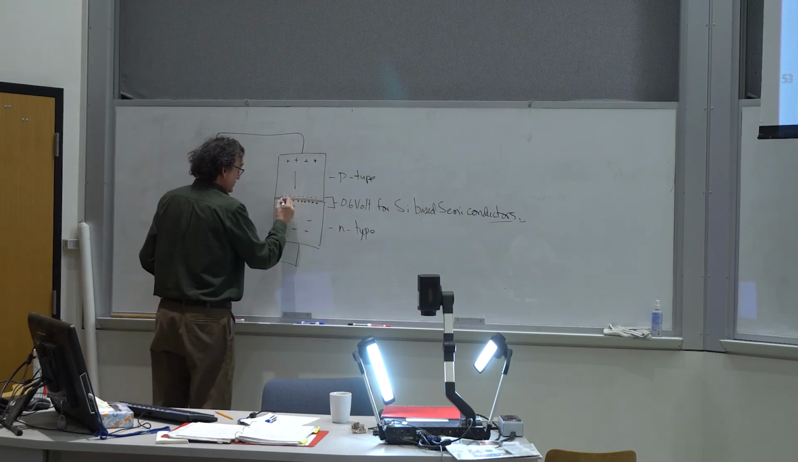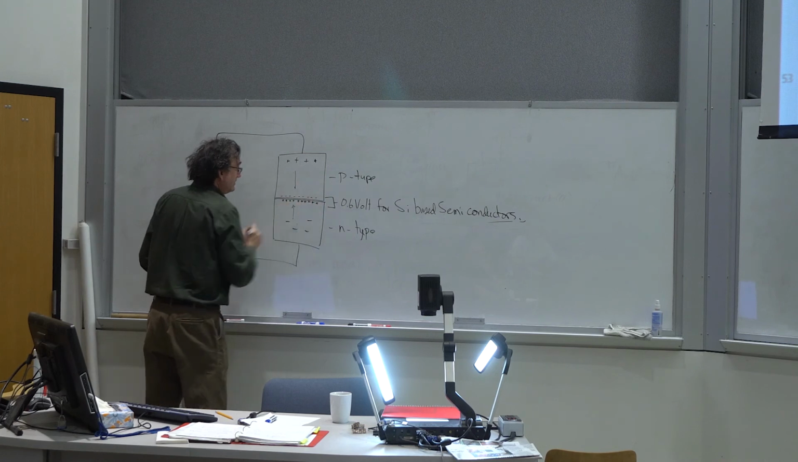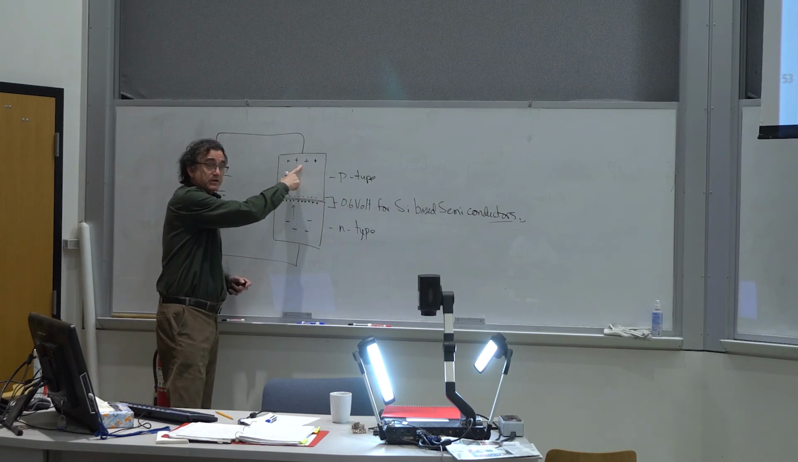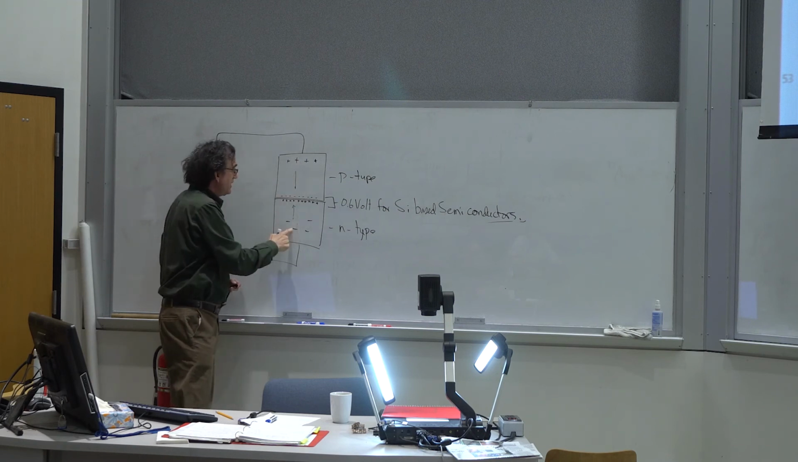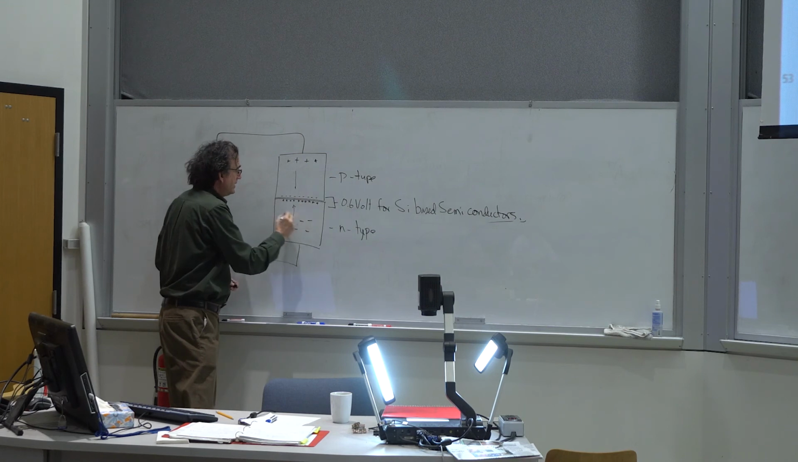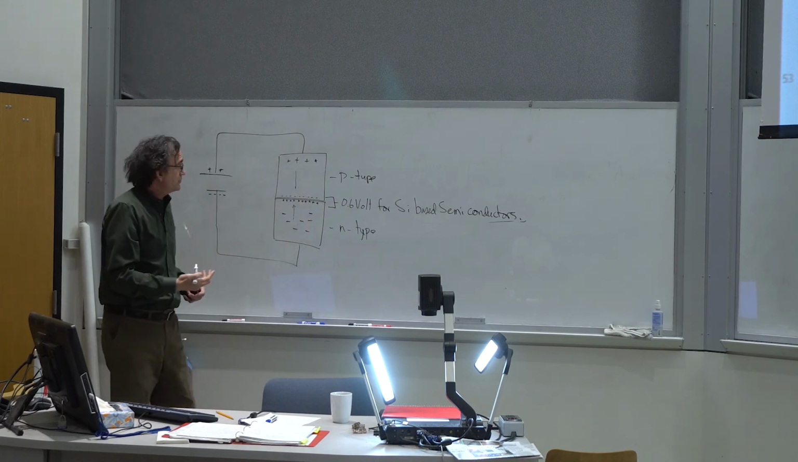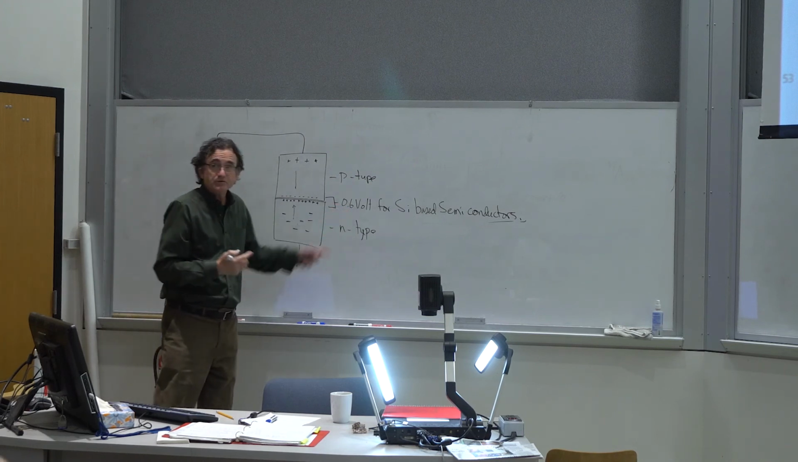There's a line of negative charge on this side, a line of positive charge on this side. This is repelling these positive charges, and this line of positive charge here is repelling the negative carriers in the bulk here, right? So there's a repulsion that's set up by 0.6 volts.